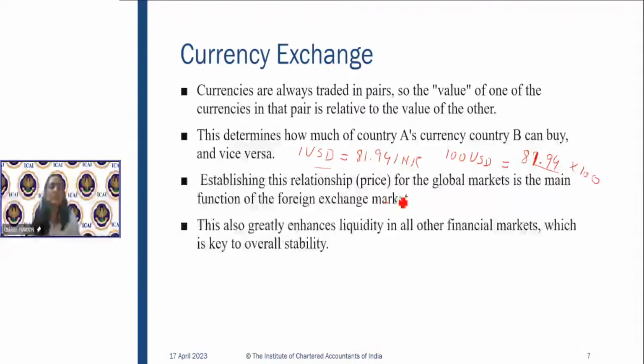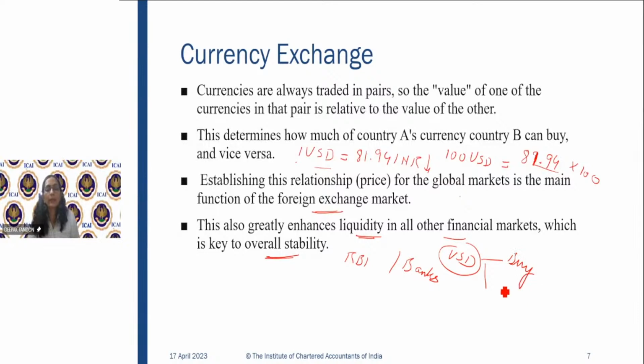This establishes the price for the global market, which is the main function of foreign exchange market. So if rupee will become weaker, then in that case, USD will become stronger. And it also promotes liquidity in the financial markets. Reserve Bank of India and banks can buy currency, can buy USD. They can buy, they can sell. It is liquid in nature.